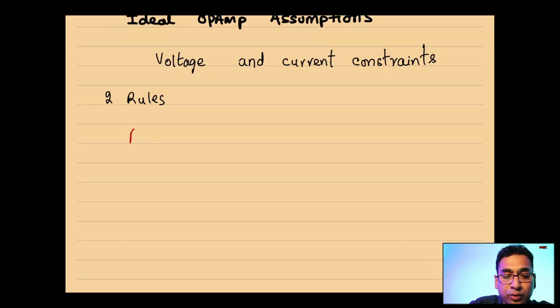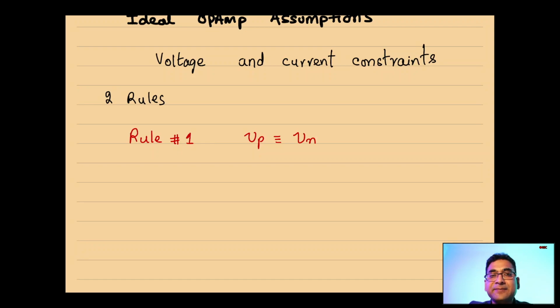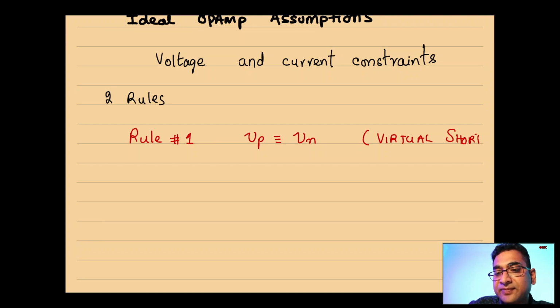Rule 1: because you want to keep your op-amp in linear region, Vp is always going to be Vn. Magically, Vp will equal Vn as long as you are in linear region. This rule is called a virtual short.